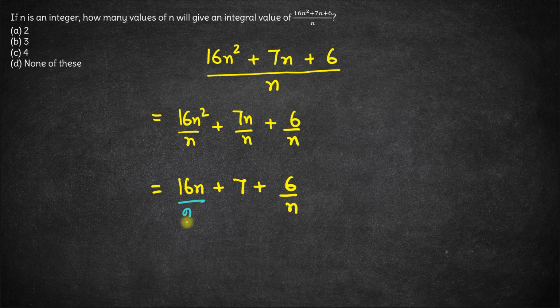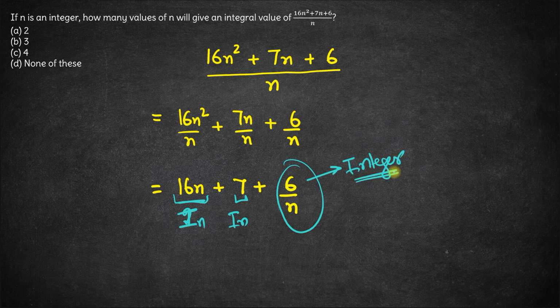Now we know 16 into n is already an integer if n is an integer. Similarly, 7 is definitely an integer. So for this whole expression to be an integer, 6 upon n has to be an integer. It can be positive or negative, any sort of integer, but it has to be an integer. So if 6 upon n has to be an integer, it means that n should perfectly divide 6, whether n is positive or negative, irrespective of its sign. So basically it means n should be a factor of 6, right?